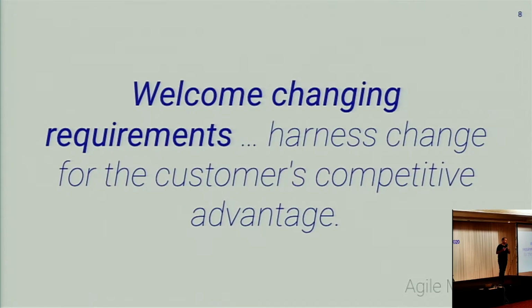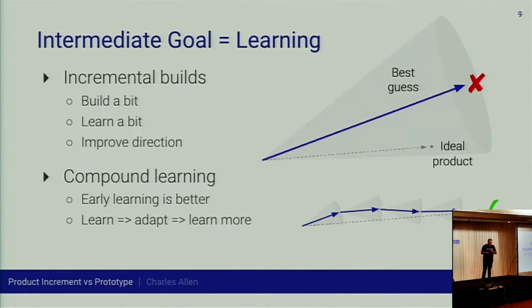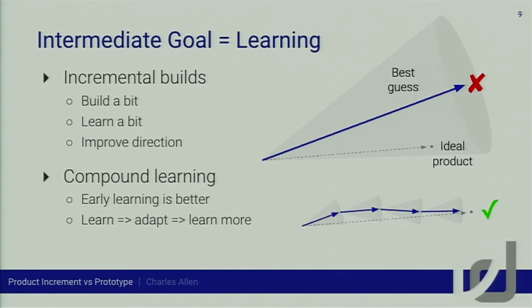We learn something new about the market. We learn something new about how to design our product, how to make our product better, more usable. Or we learn that we've built the wrong product and the market didn't need what we built for them. So supporting our end goal of creating value is an intermediate goal of learning.